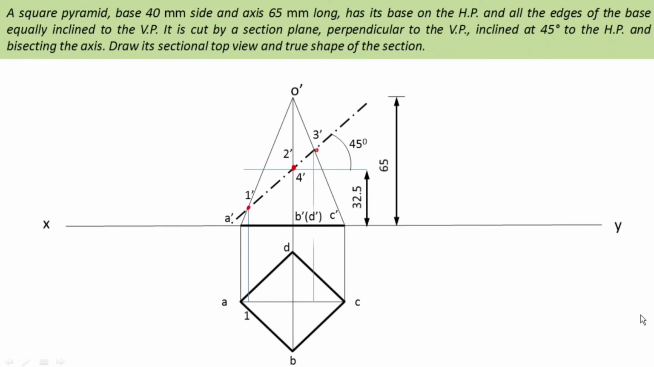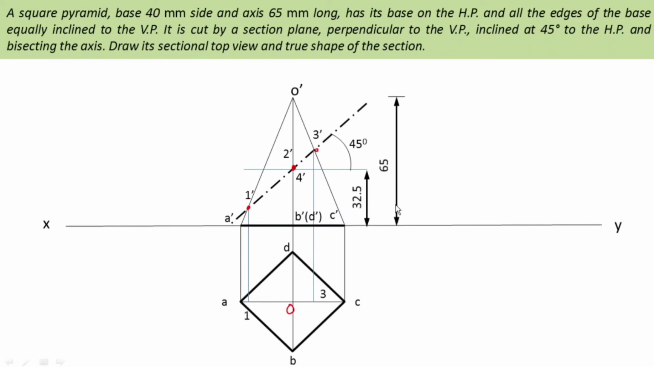So drop a perpendicular. How to locate where this line would cut? Between O dash and C dash, the 3 dash point is there, right? So similarly, let me write this is our O. Between O and C, 3 would be there. Similarly, as in the front view, between O dash and C dash, 3 dash is there, so between O and C, 3 is there. And similarly for 1 also, between O dash and A dash, 1 dash is there, right? So similarly, between O and A, 1 would be there. And name it as 3.